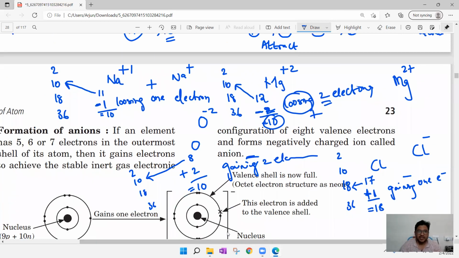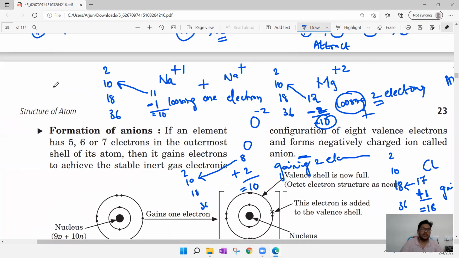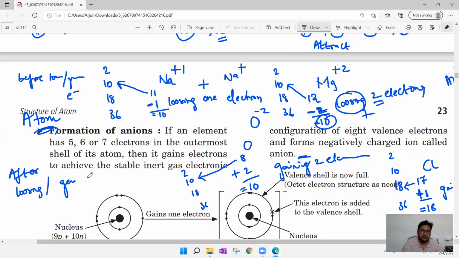Now if an atom is having an equal number of electrons and protons, I mean simply to say, before losing or gaining electrons, we have to call it an atom. That's it. Before losing or gaining electrons, we have to call it an atom. After losing or gaining electrons, we have to call it an ion. Before losing or gaining electrons, it is an atom. After losing or gaining electrons, it is known as an ion.